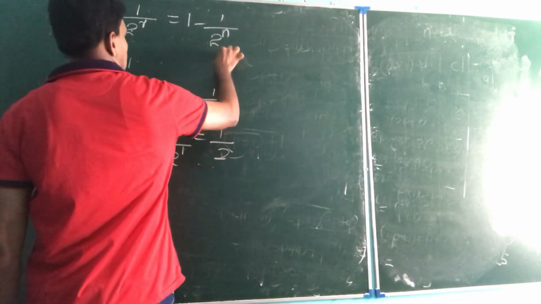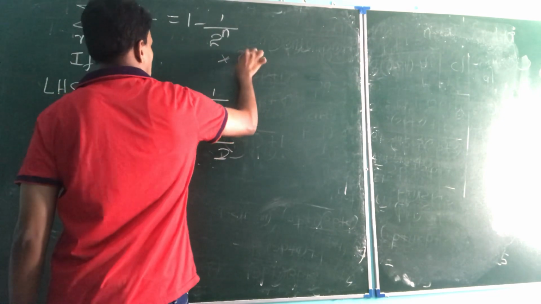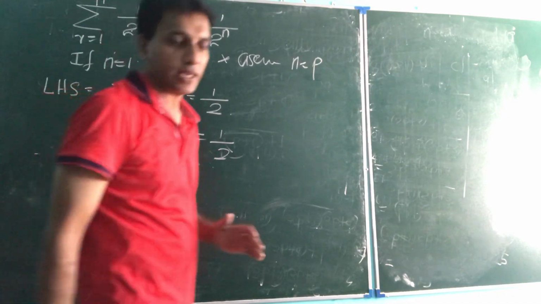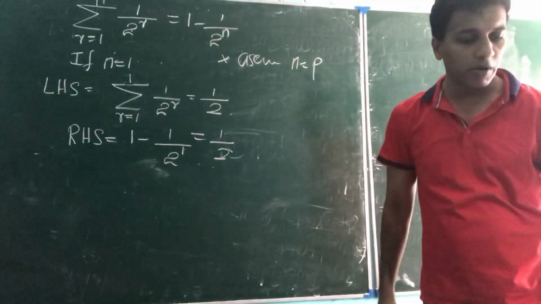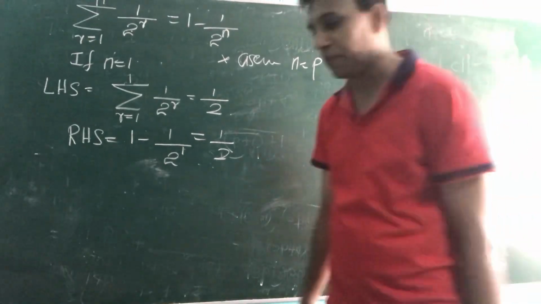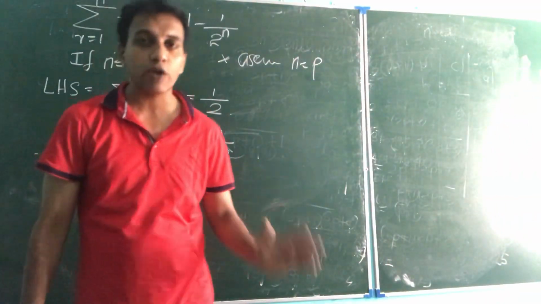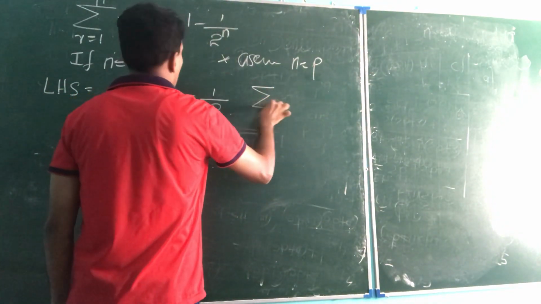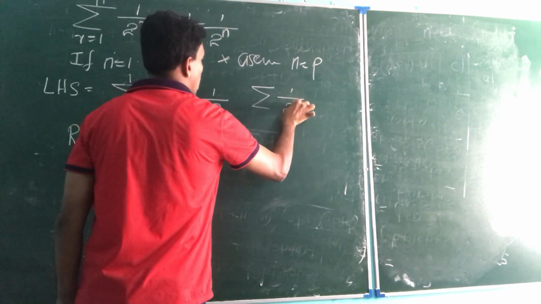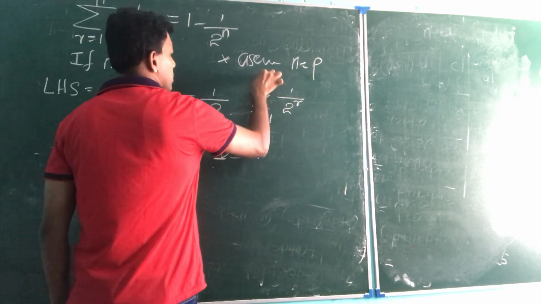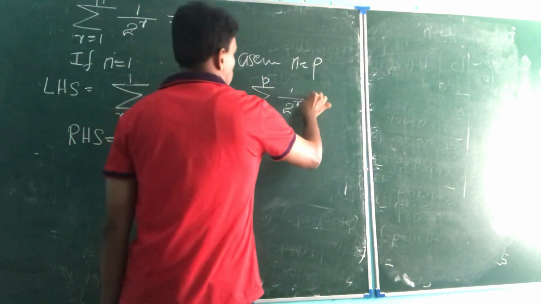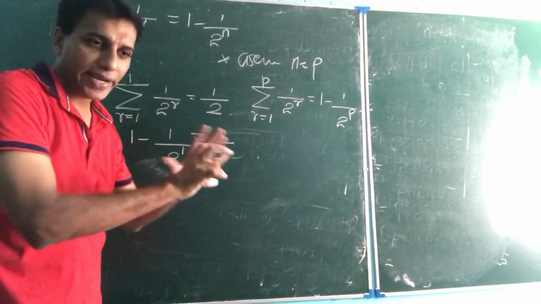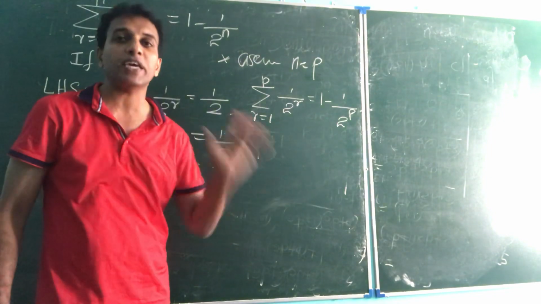Okay. Next point, assumption. Assume that the given statement is true for n equal p. That is straight copywriting. Sigma 1 over 2 to the power r, r equal 1 to p, equals 1 minus 1 over 2 to the power p. That's all. Where is n? Say p, right?